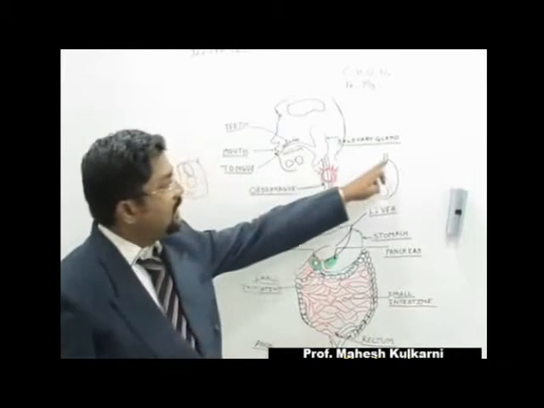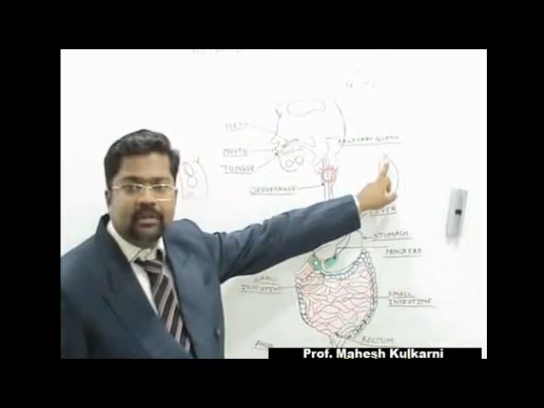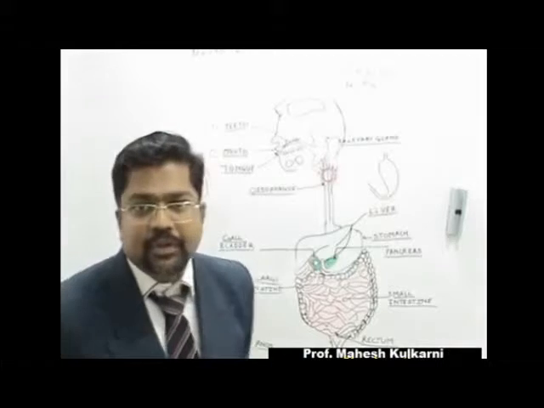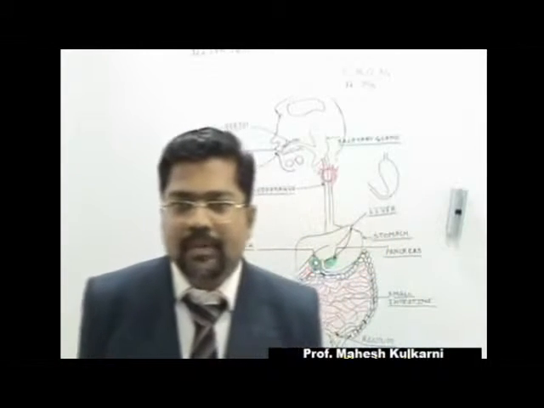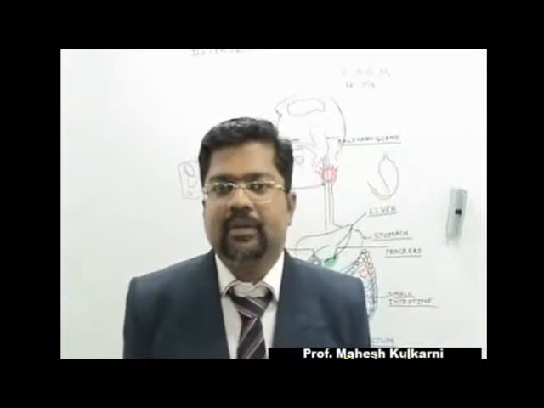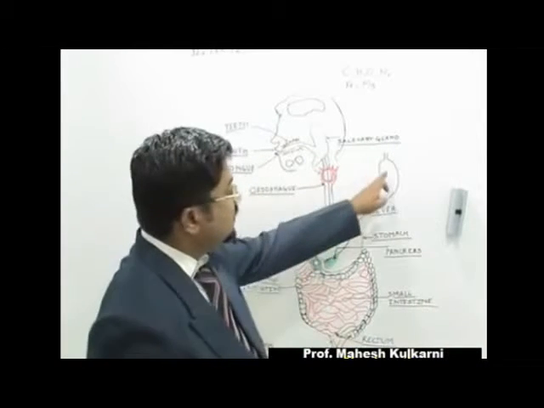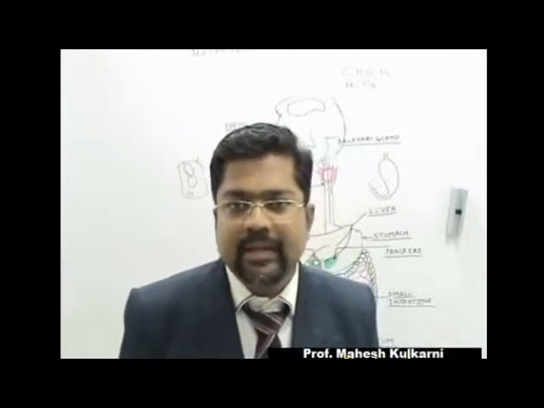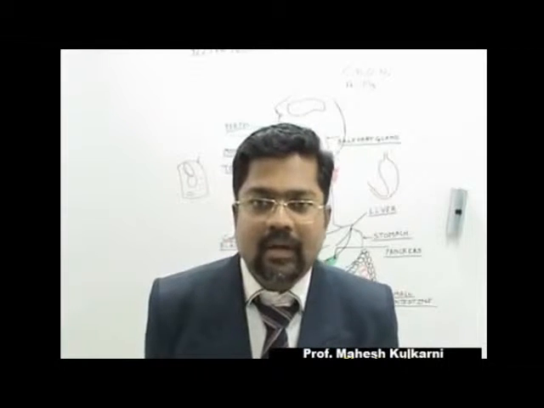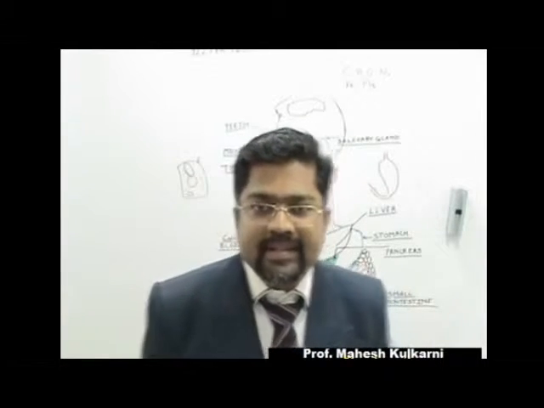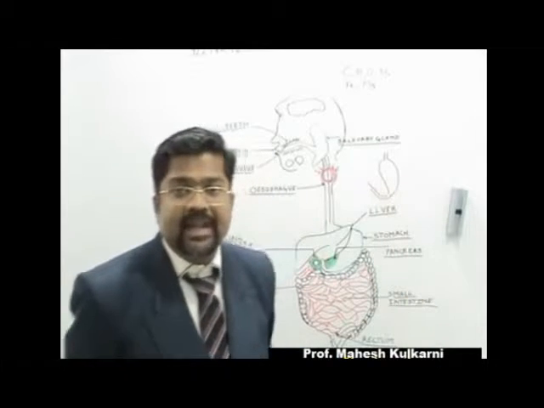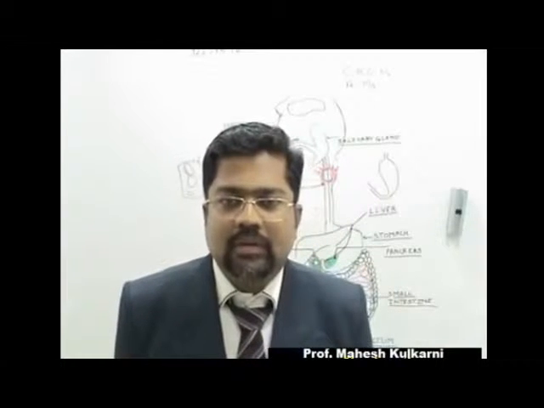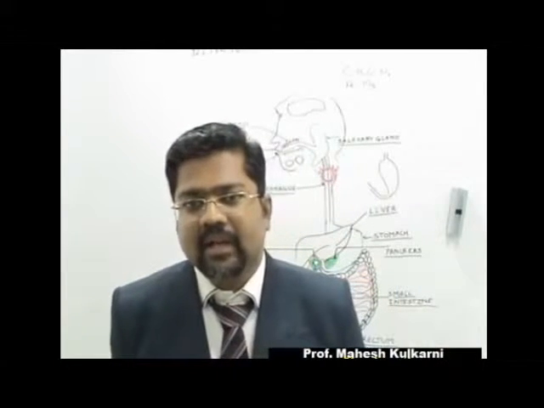Now the sphincter present here is called the cardiac sphincter, whereas the sphincter present over here is called the pyloric sphincter. What is the role of the stomach? Whatever we consume, that food enters the stomach, where it is mixed with different enzymes present in gastric juice. The inside wall of the stomach has gastric glands, and they secrete a juice called gastric juice.